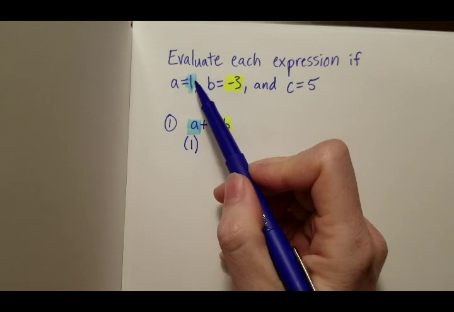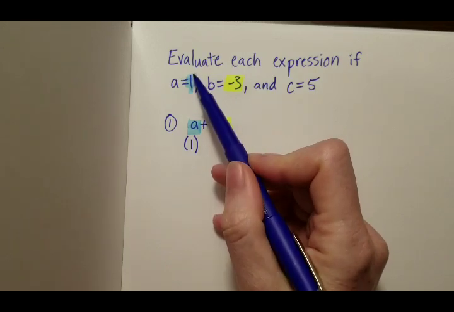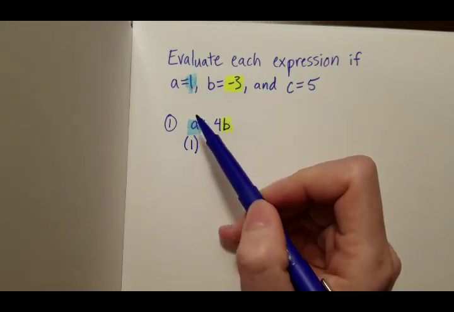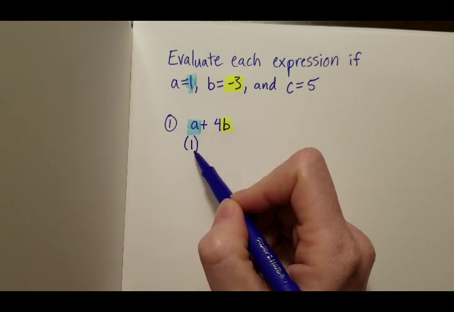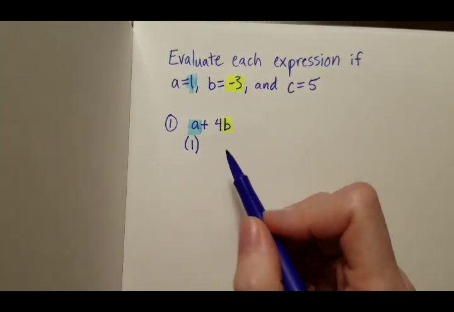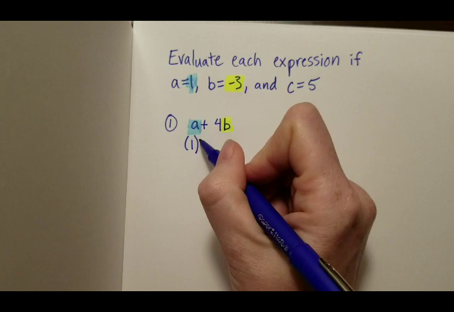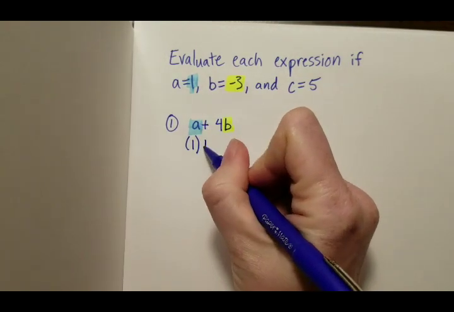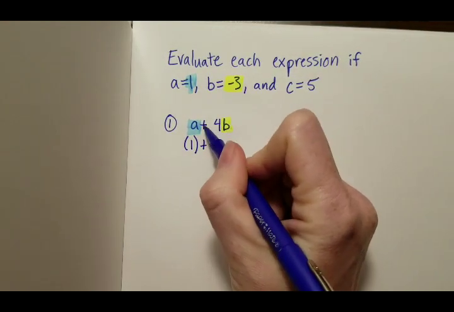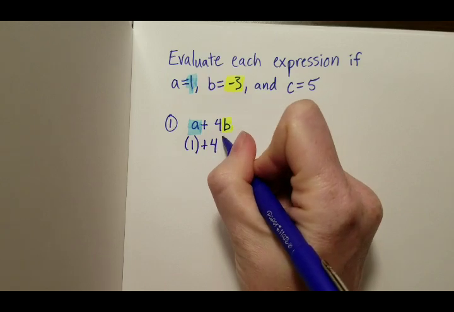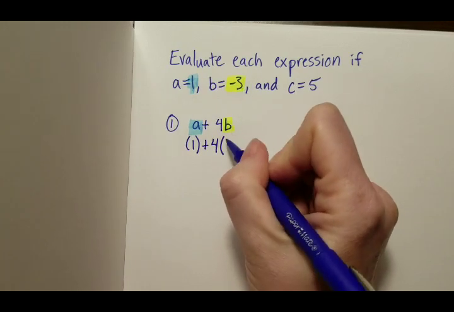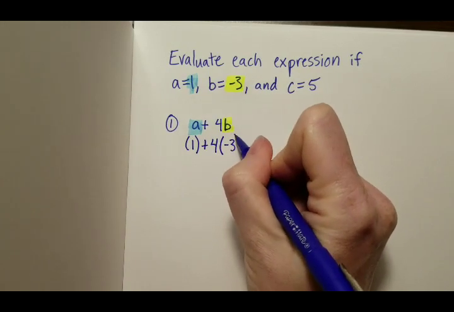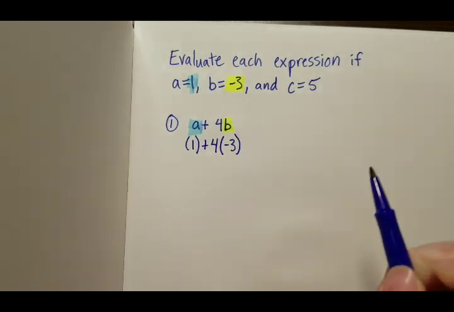And it's the same thing here. It's really important to put your numbers into parentheses before you substitute them in. We want them delivered in a nice little box. Okay, so we substituted 1 for a. We're going to keep the plus 4 the same. And then in parentheses, we're going to put -3 for b.